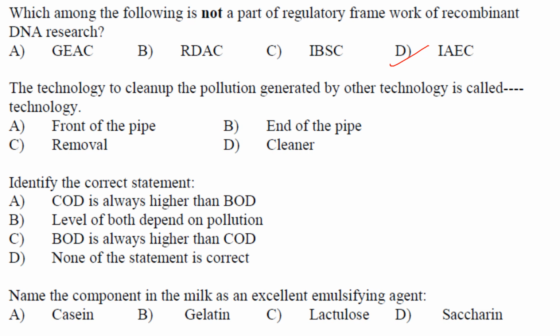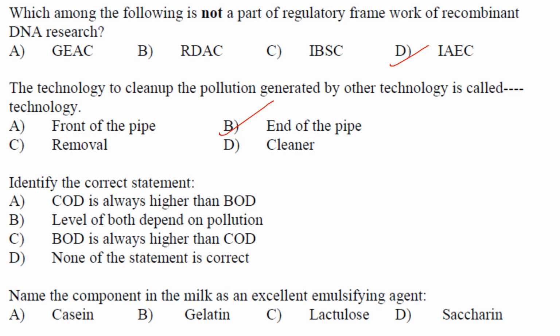The technology to clean up the pollution generated by other technology is called end of the pipe technology. So it refers to pollution control measures implemented after pollution generation. It focuses mainly on treating or removing pollutants from waste streams. Examples include air scrubbers, wastewater treatment plant, emission control systems. Now what is front of the pipe? Front of the pipe is a preventive measure to minimize pollution generation. Cleaner technology is sustainable environment friendly approaches to reduce pollution, that is the use of renewable energy, green chemistry, etc.